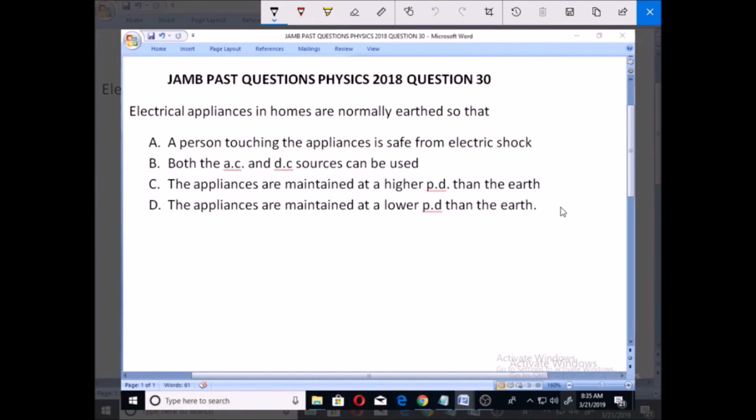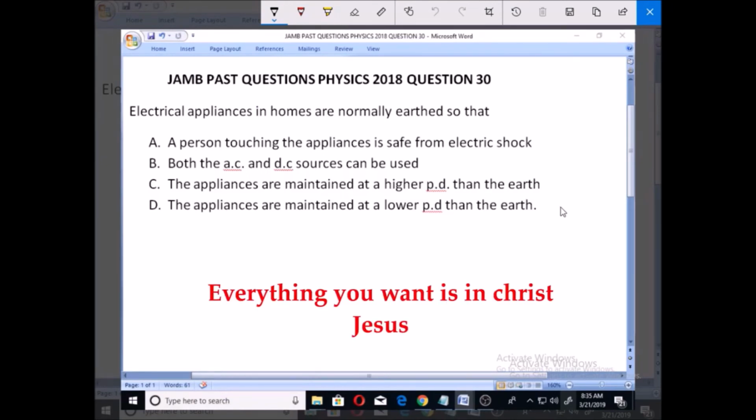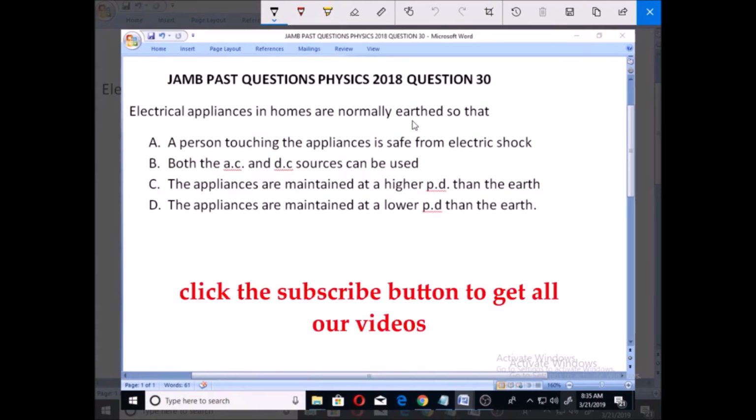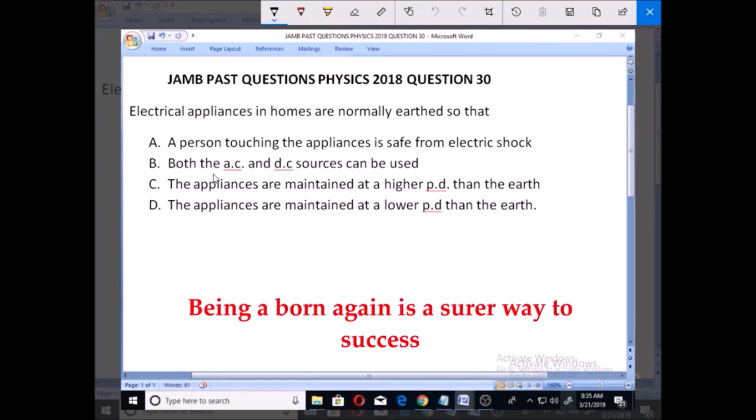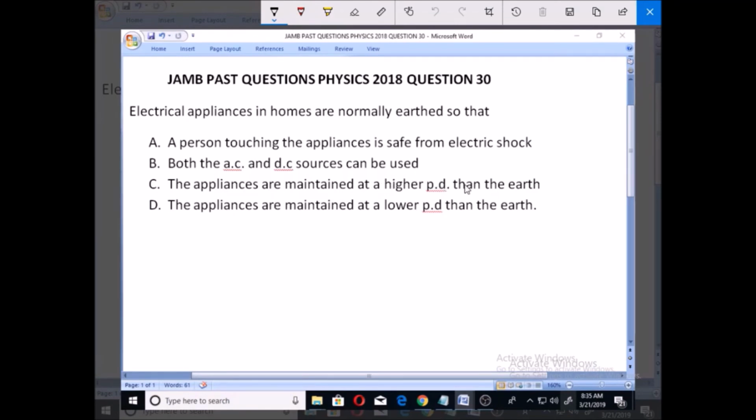Welcome. Let's look at this JAMB past question, Physics 2080, question number 30. Electrical appliances in homes are normally earthed so that A. a person touching the appliances is safe from electric shock, B. both the AC and DC sources can be used, C. the appliances are maintained at a higher PD, that is potential difference, than the earth, D. the appliances are maintained at a lower PD than the earth.